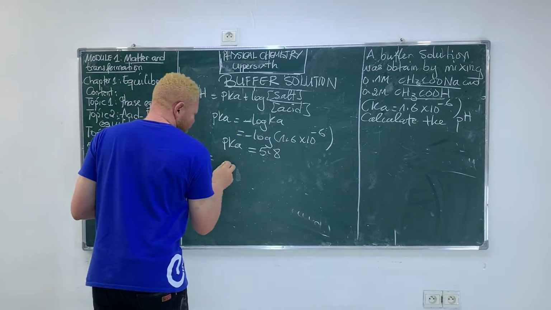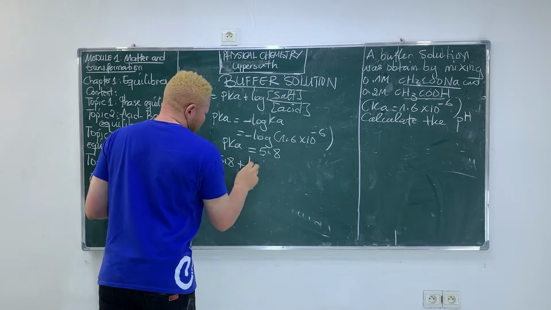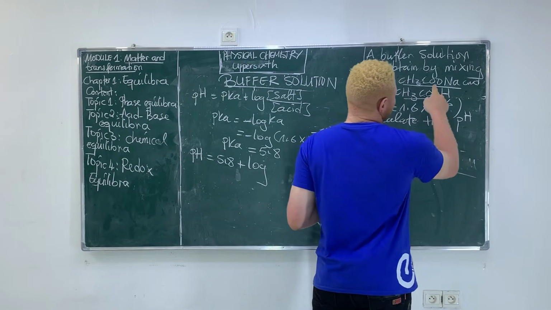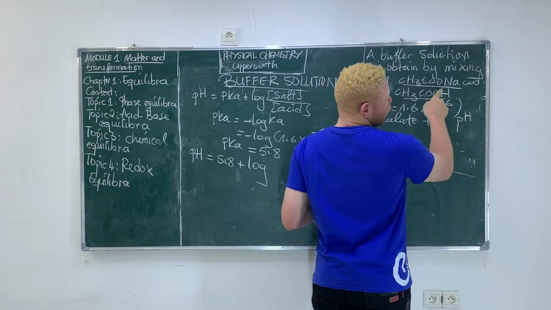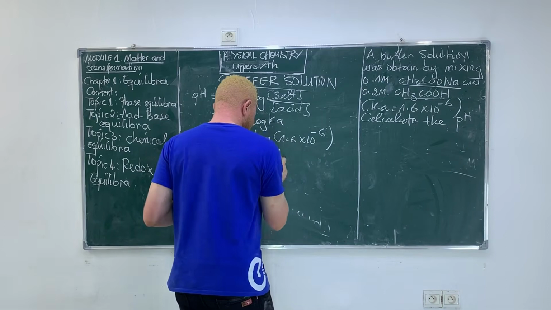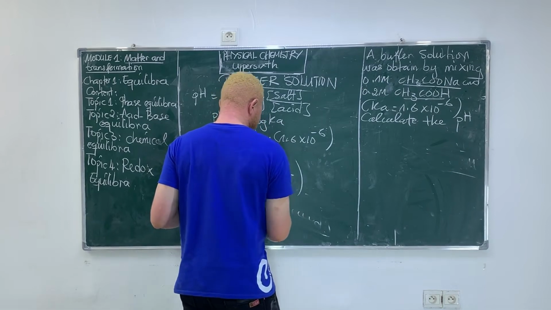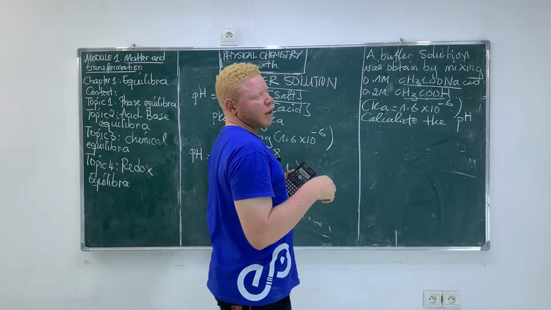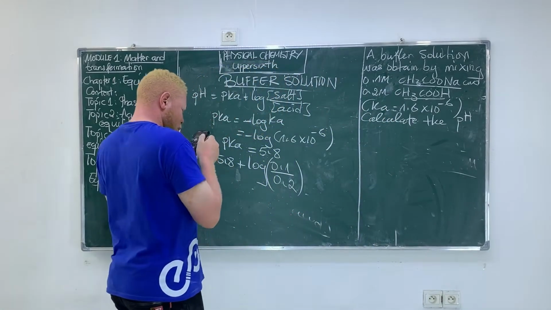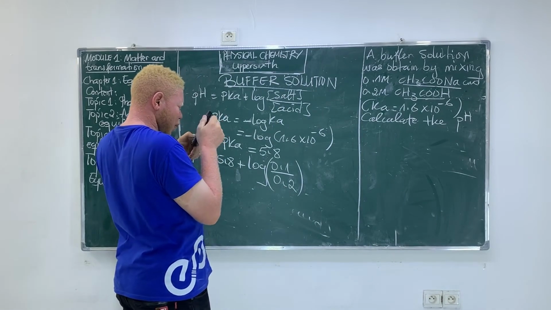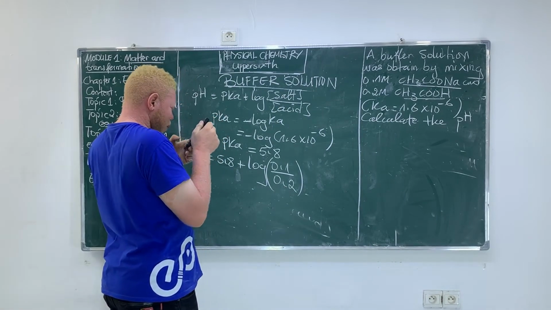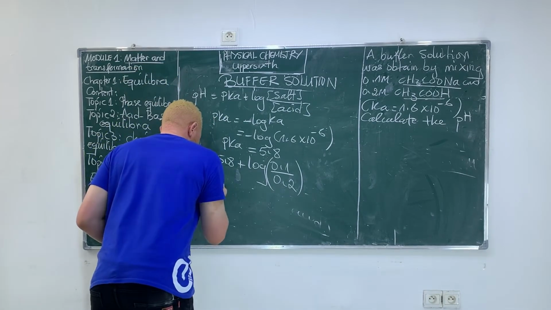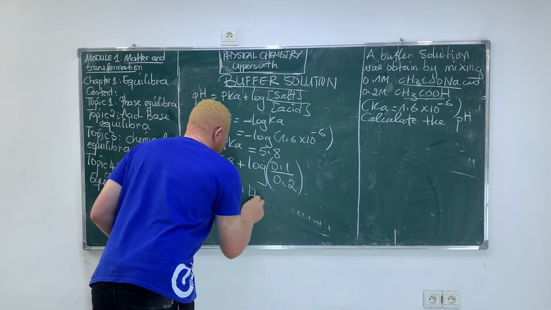pH equals 5.8 plus log of the salt. I told you that the salt is the salt of carbonic acid, only the sodium ethanoate. So log of 0.1 divided by 0.2. 0.2 here is the concentration of the acid. So that is log of 0.5 plus 5.8, which gives about 5.4.